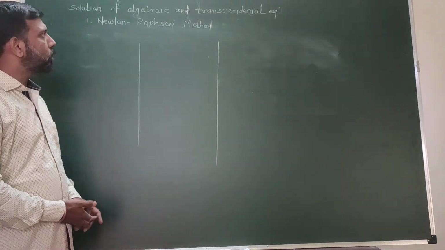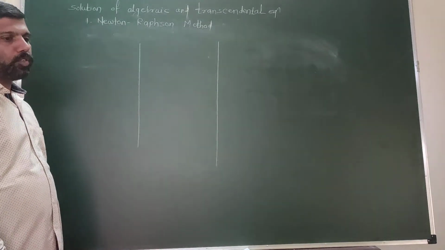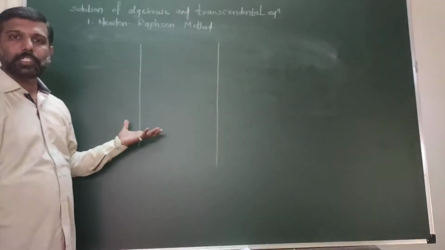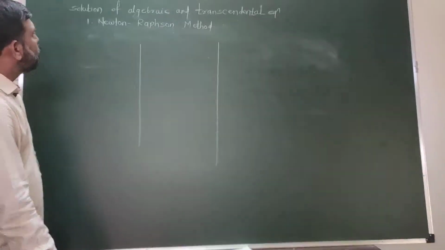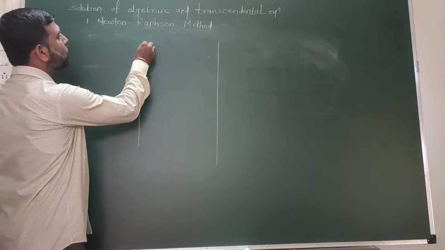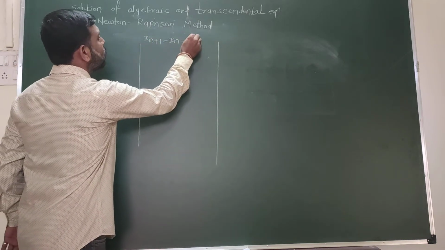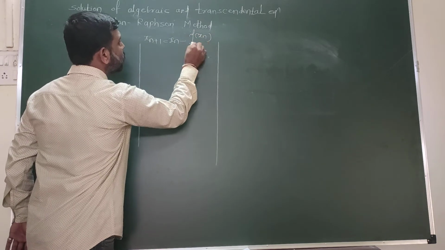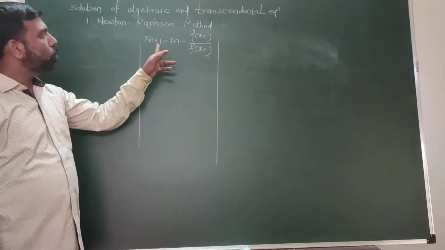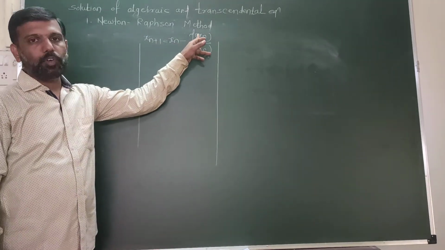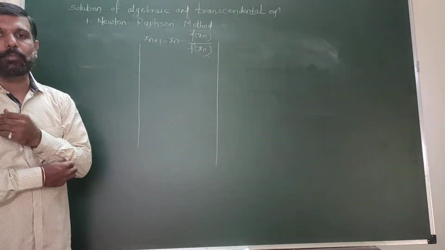Let's start with the first method, that is the Newton-Raphson method. We'll find the solutions of algebraic and transcendental equations by using this method. So first we'll understand what this method is. The formula for the Newton-Raphson method is x_{n+1} = x_n - f(x_n)/f'(x_n). So this is the formula for the Newton-Raphson method.